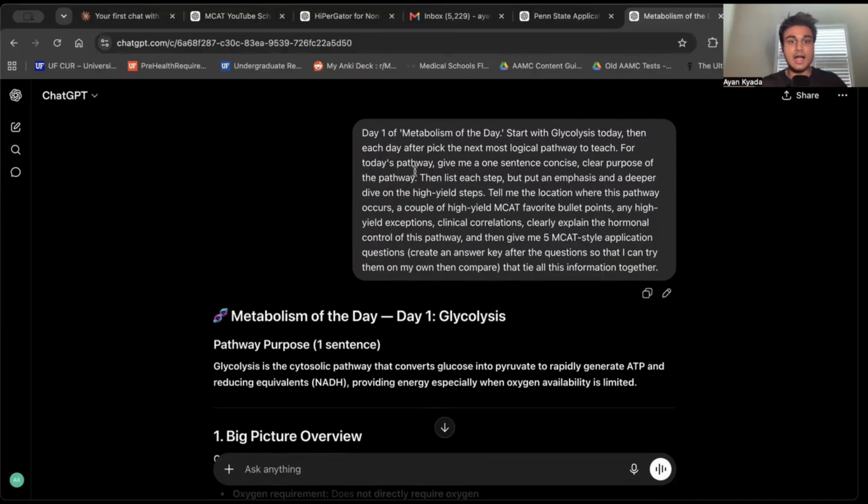So the learning style I used to make metabolism approachable was a method I like to call metabolism of the day. And what that involves is picking one specific pathway each day before starting my dedicated study blocks.